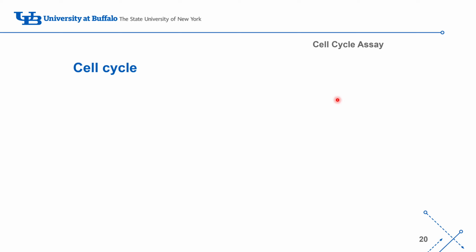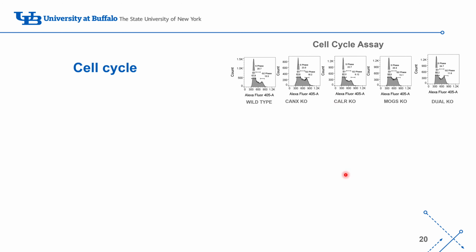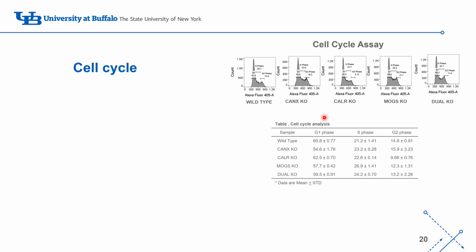Next, the last experiment we did is the cell cycle assay. When we did the cell cycle assay, here also we do not find any changes within the cell cycle. Almost all the knockouts behave similar to the wild type. And when we did the statistical analysis of the two technical replicates, we do not see any significant changes.